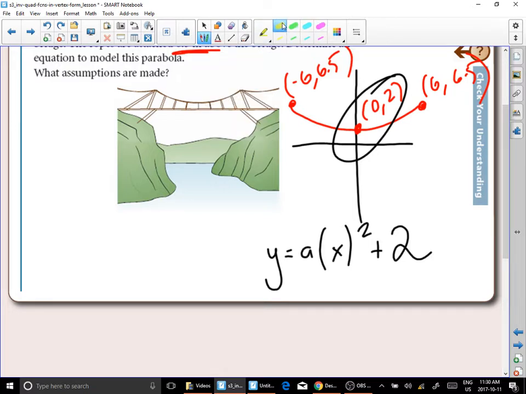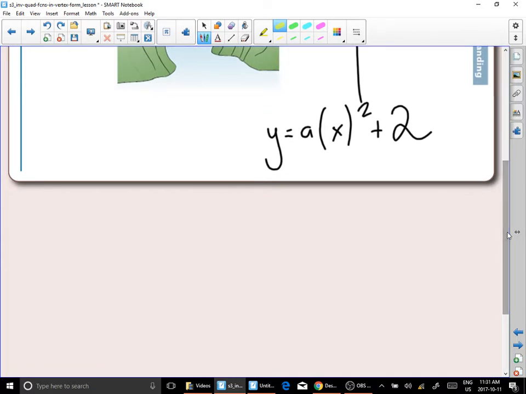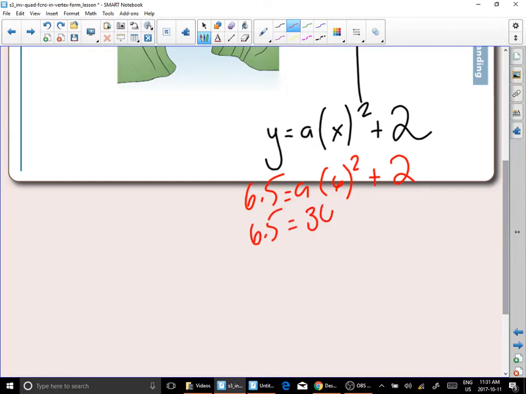In my world, it's always easier to use positives if positives exist. So for that reason, I'm going to use the positive point. Okay? So you're plugging that in for x and y and solving for a. So this is going to be 6.5 equals a times 6 squared plus 2. 6 squared is 36, plus 2. We do have to follow order of operations. We have to bring the 2 over to the other side, so that's 4.5.